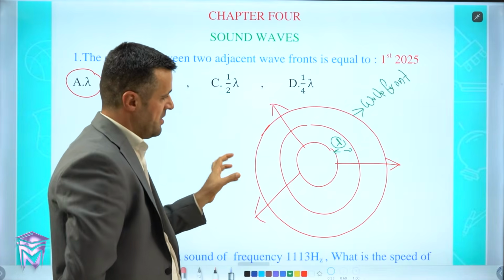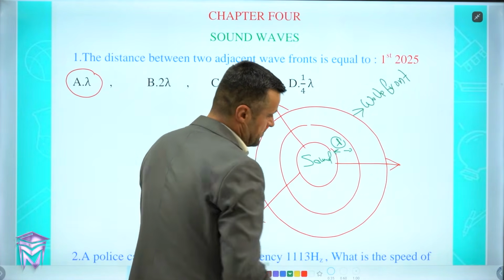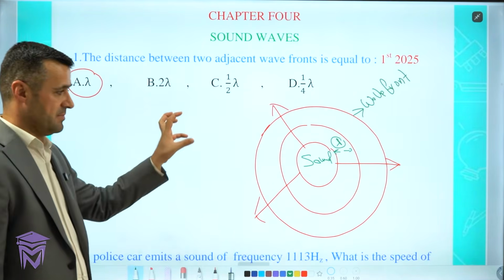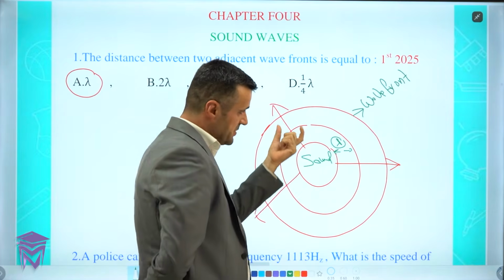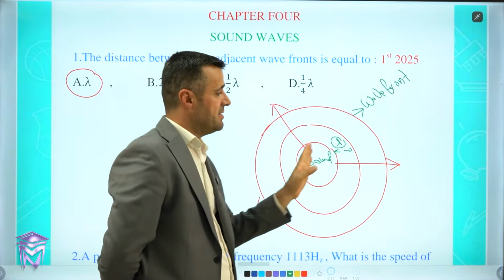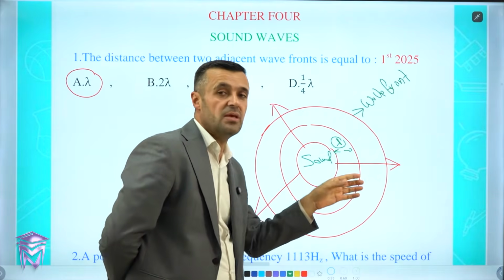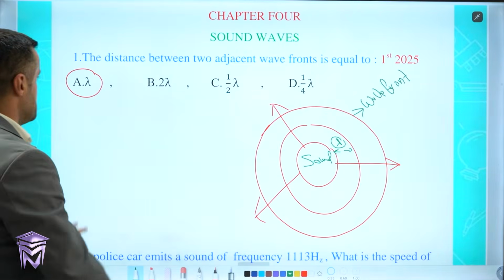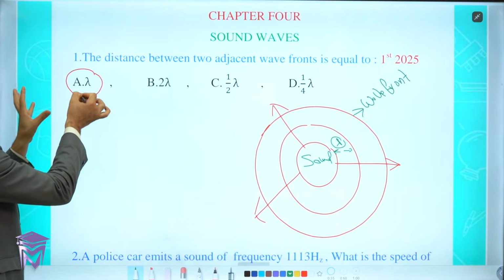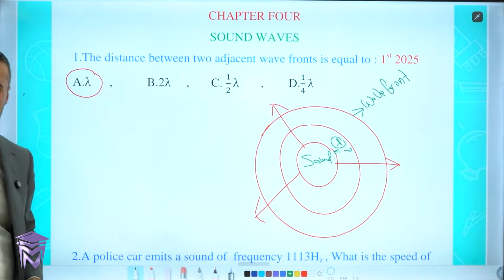Again for you. We know that each sound source is propagated in 3 dimensions. This circle is called a wavefront. The distance between two adjacent wavefronts of a sound wave equals 1 lambda. Therefore, we can select option A. Option A is correct.